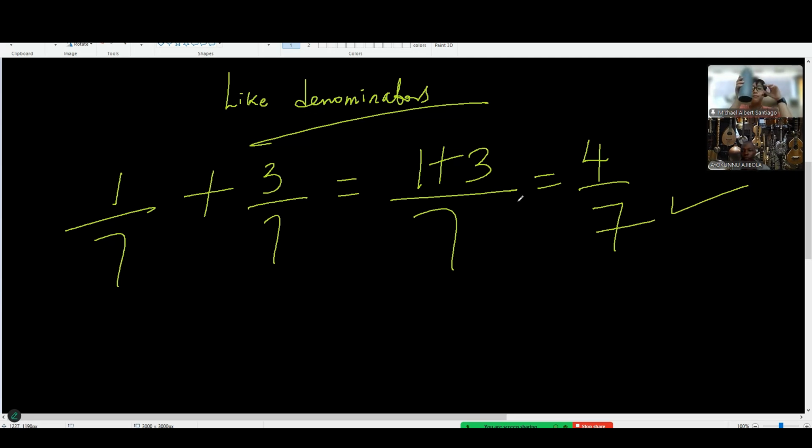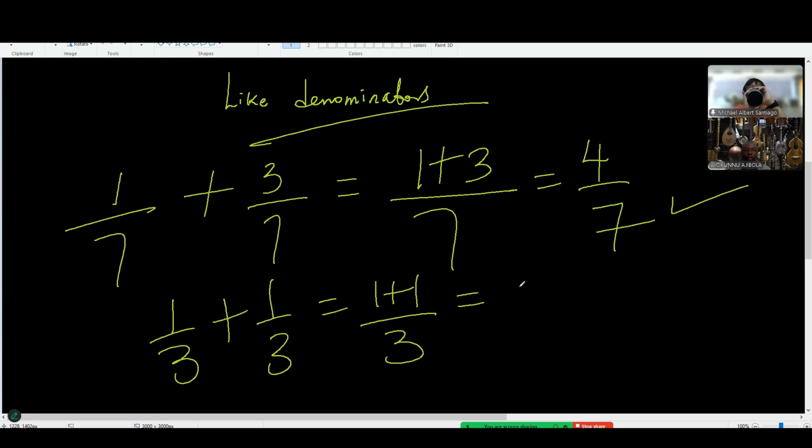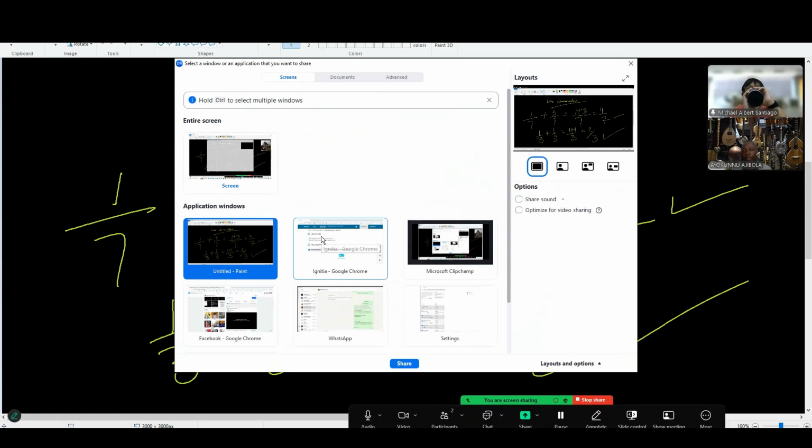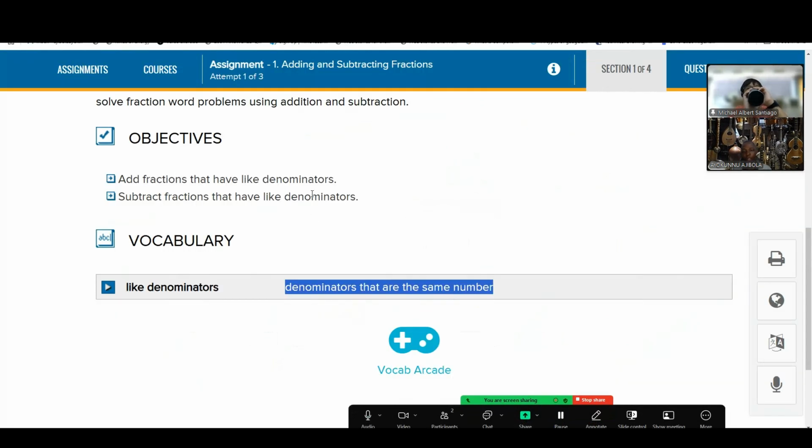So if I have 1 over 3 plus another 1 over 3, this is going to give me just 1 plus 1 over 3, and that's going to be 2 over 3. That's only possible because they are like denominators. So let's go back to the classroom and see what we've got on the next section.